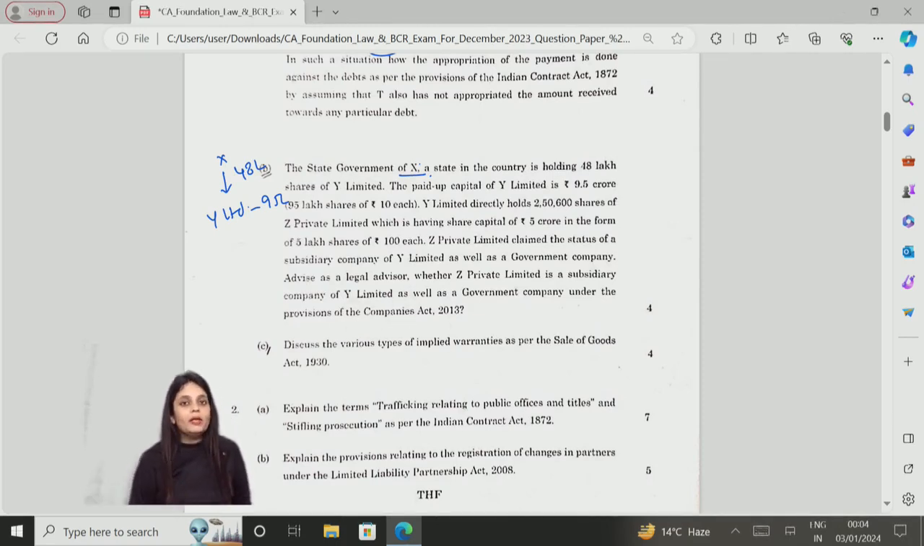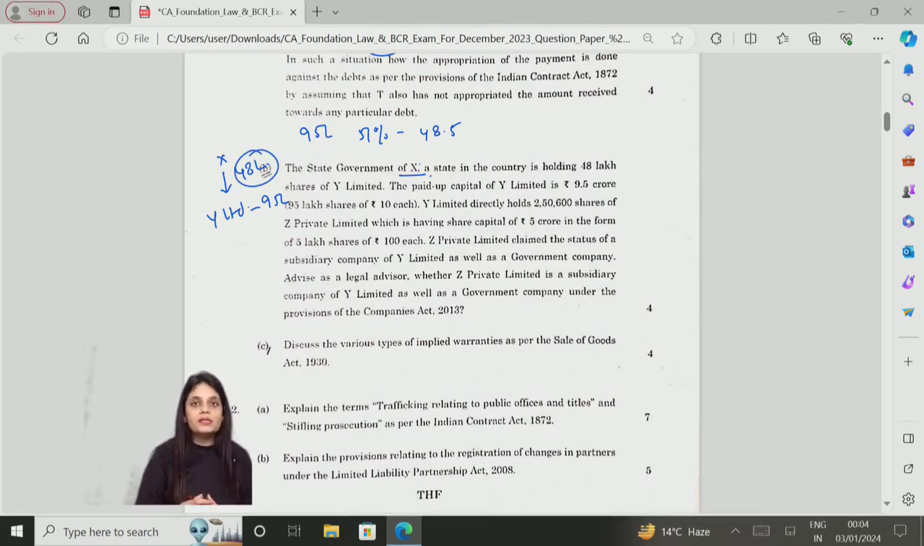To become a government company, your holding should be at least, that is not less than 51%. Here, the total share is 95 lakhs. And if I say 51% of 95 lakh, it is somewhere around 48.5 something. X is holding only 48 lakh. Is it at least 51%? No. So can we call it a government company? No, it's not a government company.